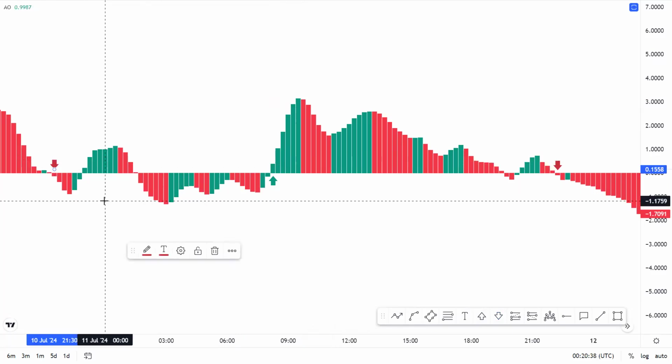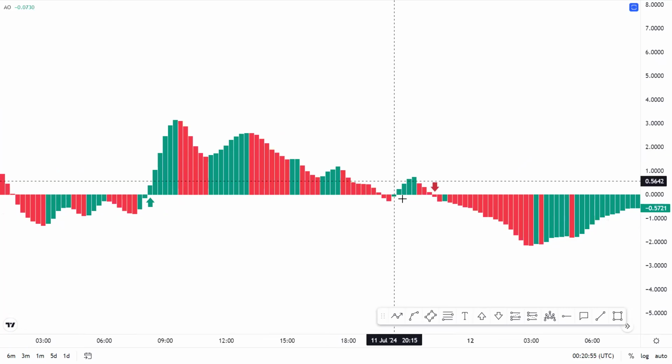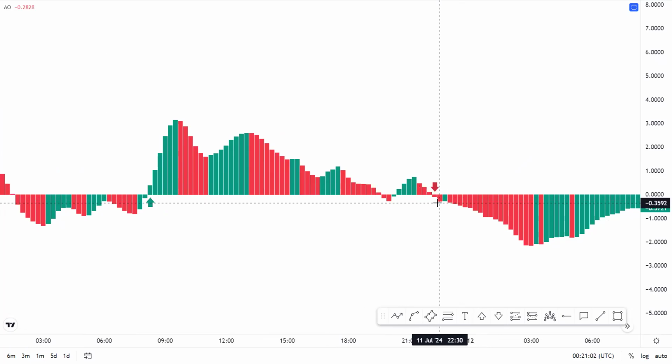So now, guys, coming to the awesome oscillator indicator, whenever we're looking to buy, we're always looking for the point at which the awesome oscillator crosses from negative to positive. Whenever we're looking to sell, we're always looking for that point where the awesome oscillator crosses from positive to negative. That will determine our entry when we then get in on our buy or sell positions.